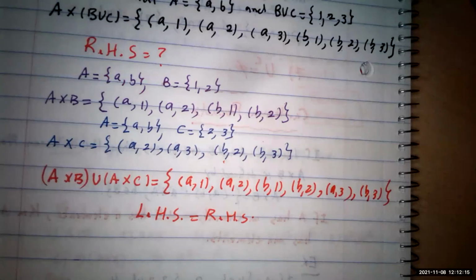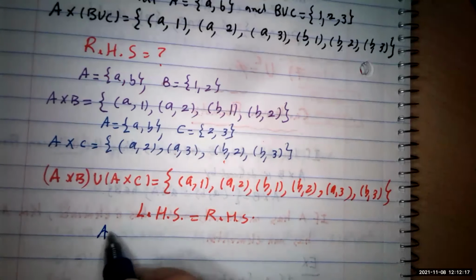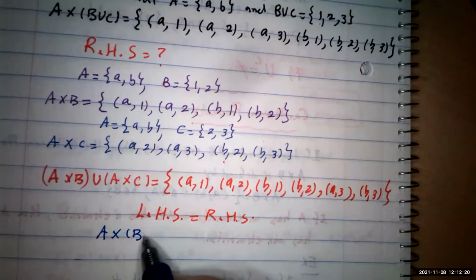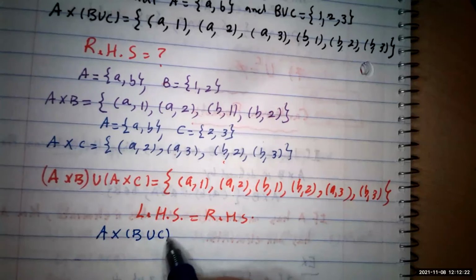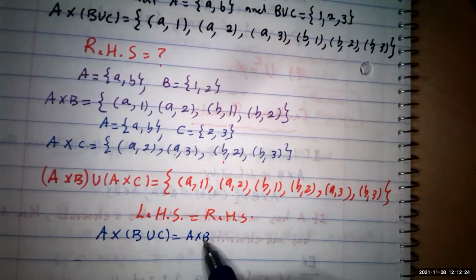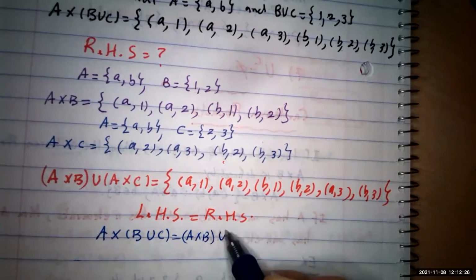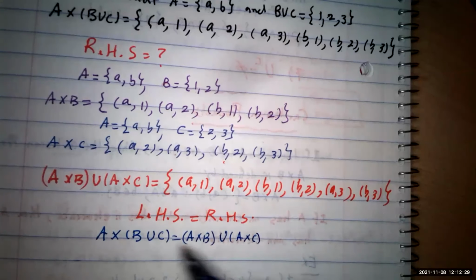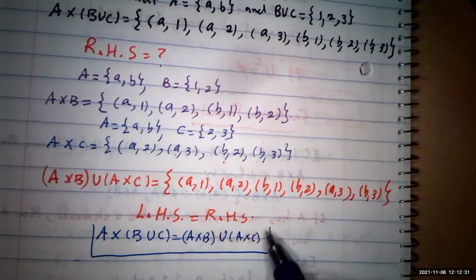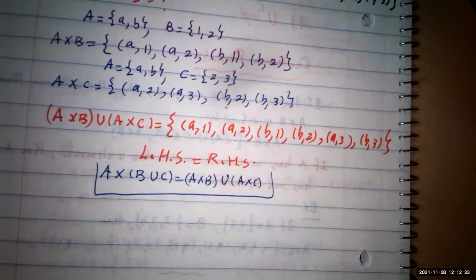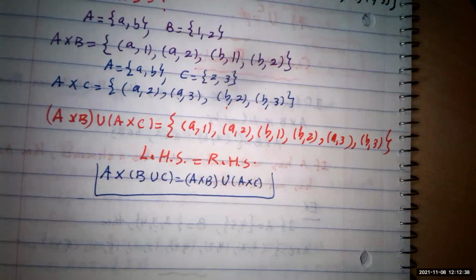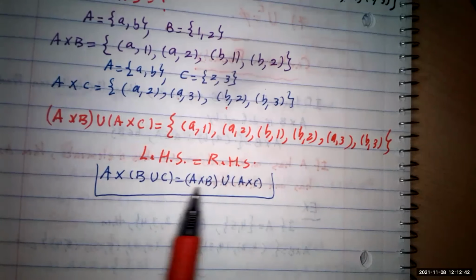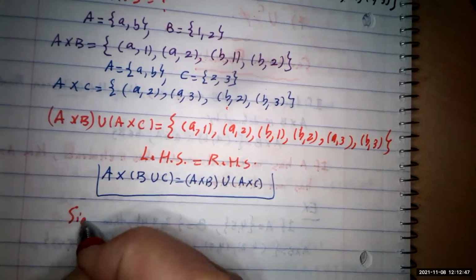Okay, which means A cross B union C is A cross B union with A cross C. So that's the verification that we talked about. Any question? By the duality argument that I talked about, the dual of this expression, dual means you just change union and intersection. So similarly, do it for yourself.